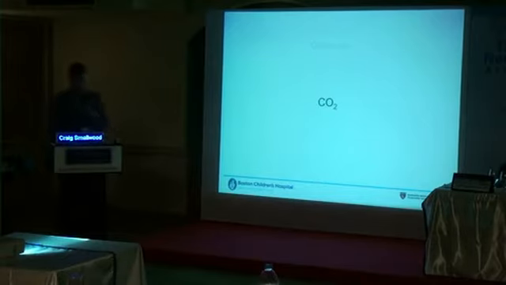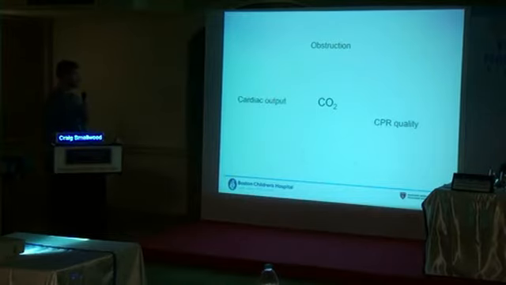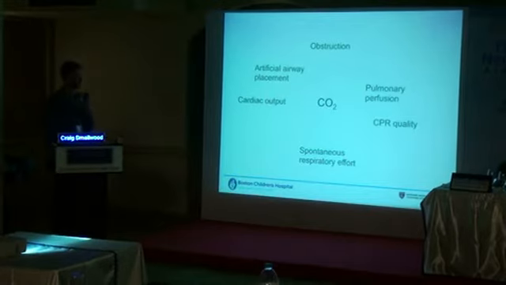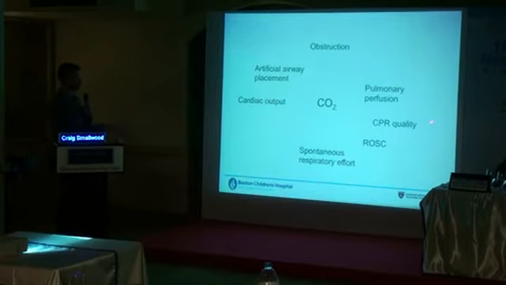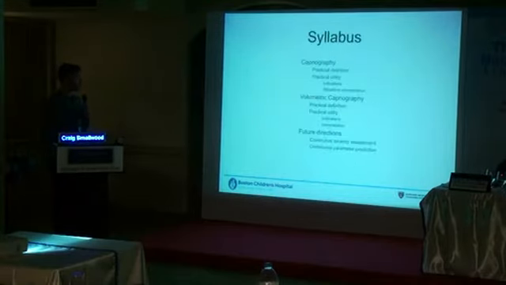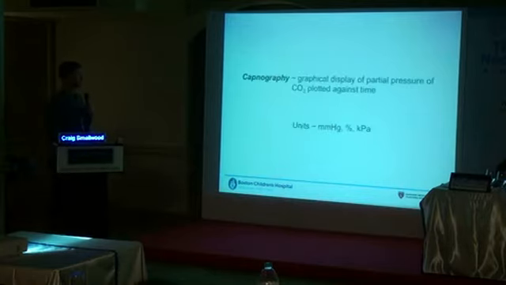So CO2, you can look at obstruction, CPR quality, cardiac output, spontaneous respiratory effort, pulmonary perfusion, artificial airway placement, confirmation of endotracheal tube placement. A couple other things, return of spontaneous circulation. So as soon as you've done CPR, you're administering good quality, but then you can also tell on the CO2 when you have had a successful result of your efforts and the patient has responded. As well as nutrition titration and ventilation. So this is where we're going. It's going to be a good ride. We're going to start with capnography.